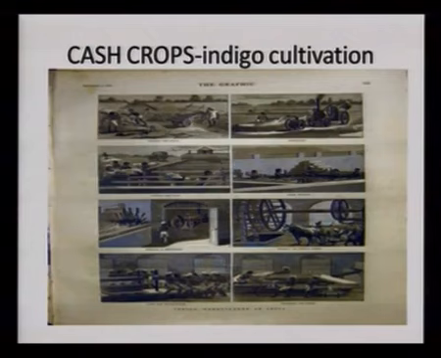The indigo cultivation was also very famous. What happened during indigo cultivation? Why was it famous? Because they were actually growing cash crops. So this is also another major feature: increase in production of cash crops. What is a cash crop? That gives you raw material to feed the industries in Britain.